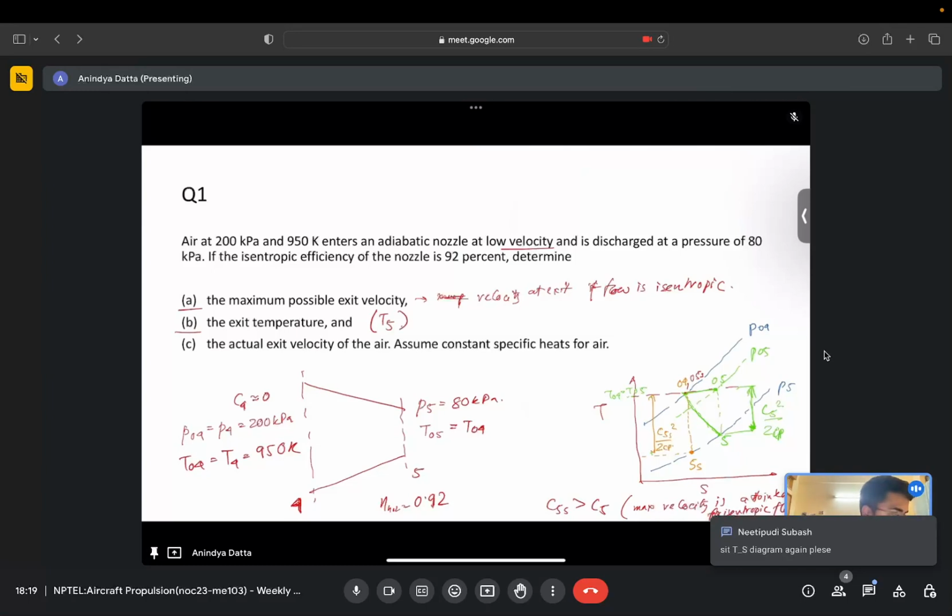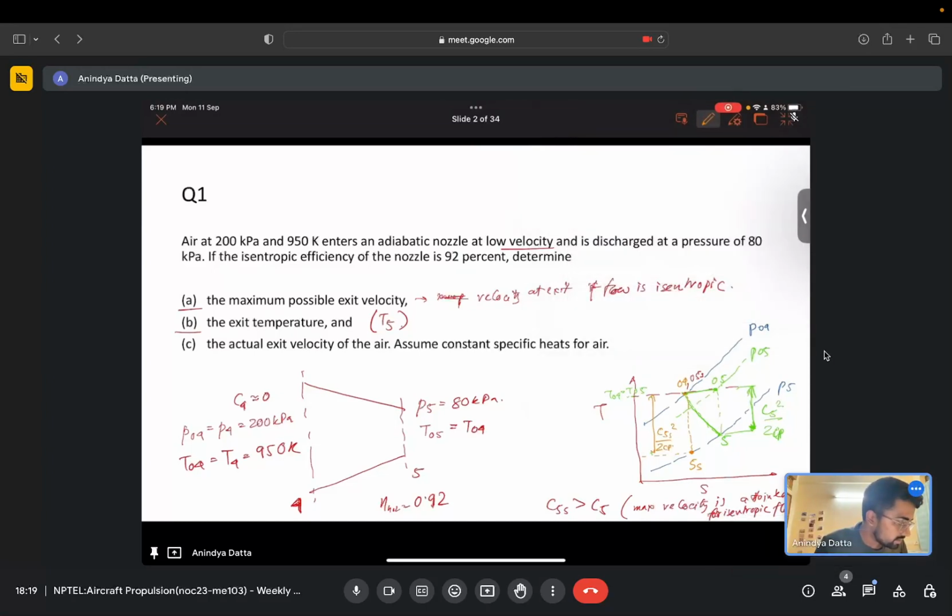Okay, so this state point 4 is fine, right? This state point 4, this state point 04.